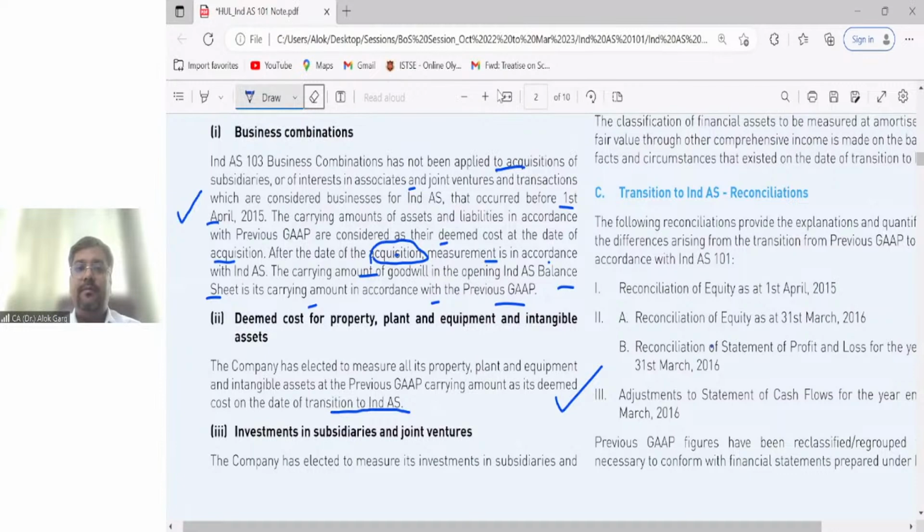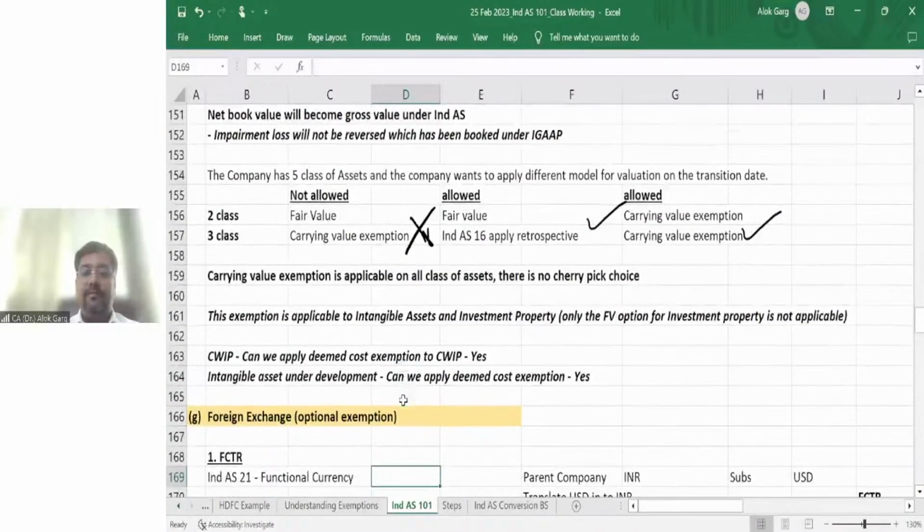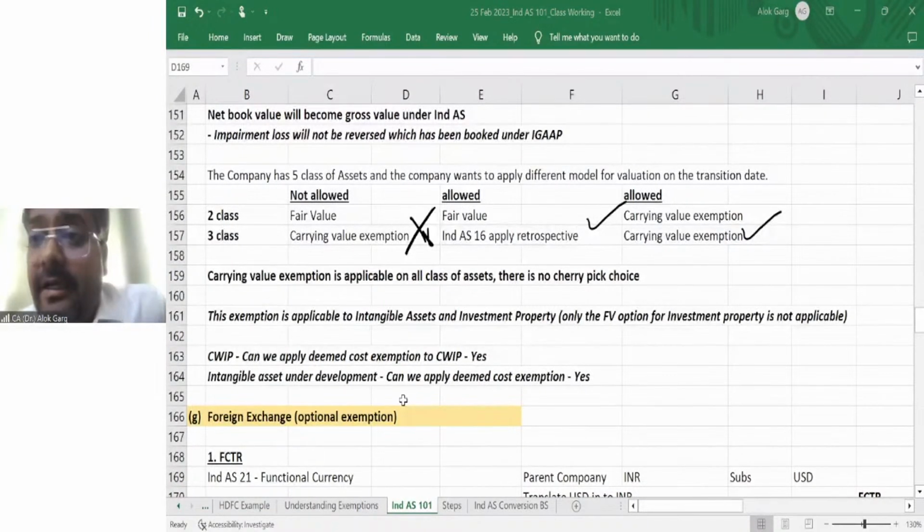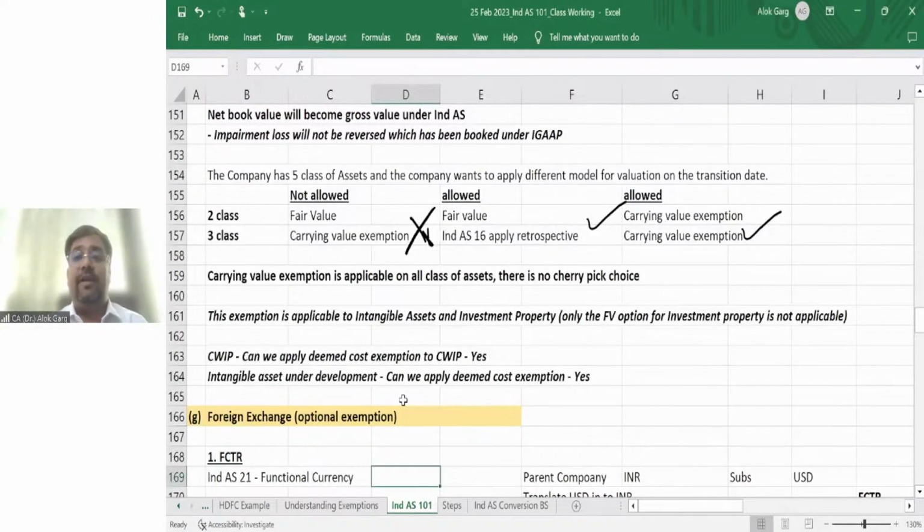Clear? Is it clear? Shall I move forward? Okay, very good. Right, now let's discuss the exemption for foreign exchange.